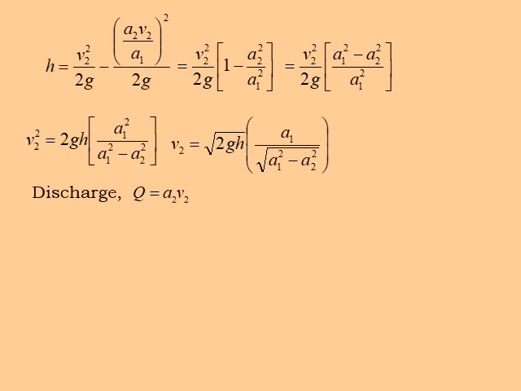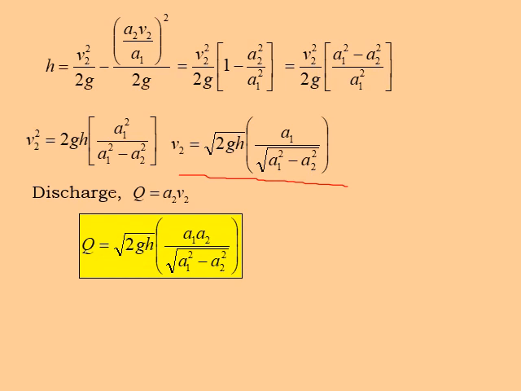Now discharge is given by Q is equal to A2 into V2. This is area at section 2 into velocity at section 2. The velocity at section 2 is equal to this expression for the velocity at 2. So now substituting that, Q is equal to square root of 2gh into A2 multiplied with A1 by square root of A1 square minus A2 square. So this is the formula for discharge or rate of flow in a venturimeter.